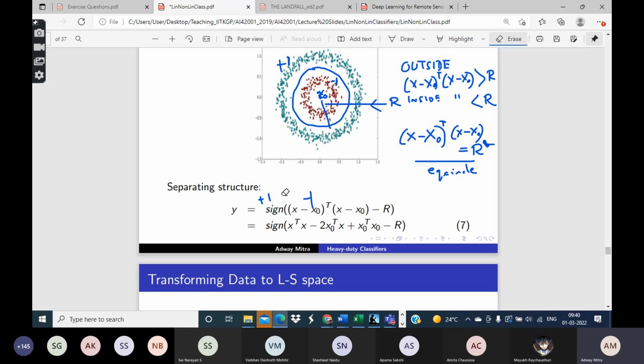But now you will see a trick. The trick here is that once you expand this x minus x naught transpose x minus x naught, this is what you get.